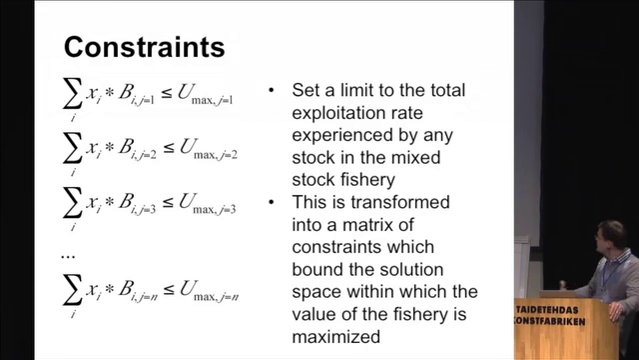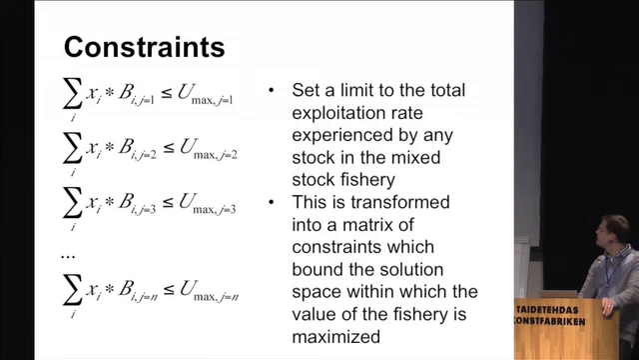And you constrain the solution space by limiting the total exploitation rate. In this case, I'm using a biological constraint. I'm limiting the total exploitation rate felt by any of the substocks in the mixed stock fishery. You transform that into a matrix of constraints, and there's a whole variety of programming algorithms in order to quickly and efficiently maximize the value of your objective function.